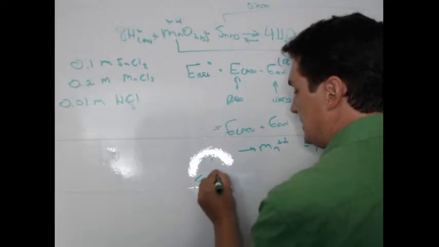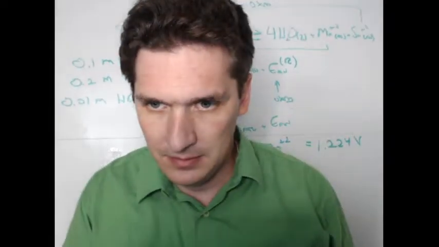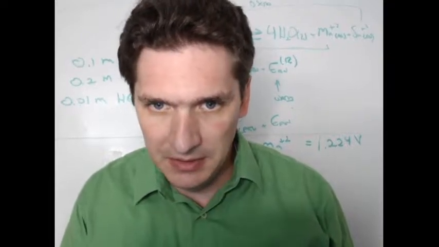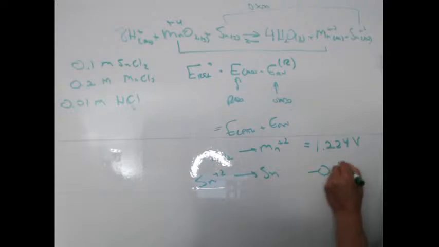For tin plus 2 going to tin, minus 0.1375 volts.